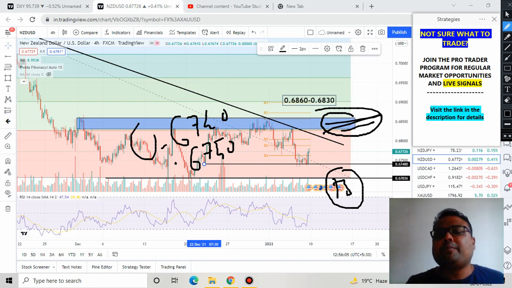So these are the trading opportunities that I see on the chart of NZD USD right now. Let's see where the market goes, how the market does, and whatever you do, please follow proper risk management.